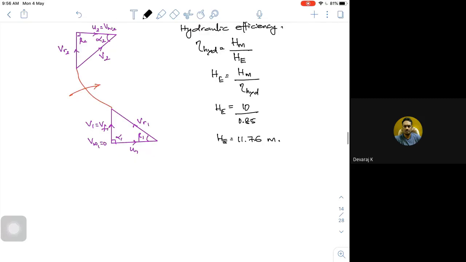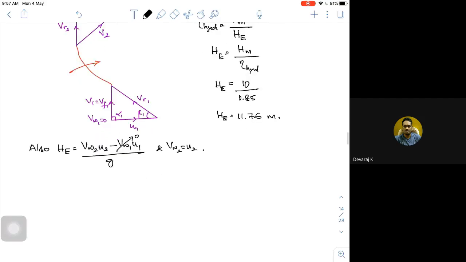Also, HE is equal to Vw2 into U2 minus Vw1 into U1 by g, as my Vw1 is equal to 0 and Vw2 is equal to U2. This is for radial exit, and because the blades are radial at the exit, this will be U2 square by g. Okay, U2 into U2, or I can write Vw2 square by g. Either of these formulas I will use.